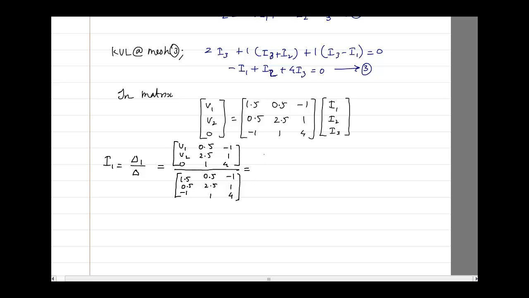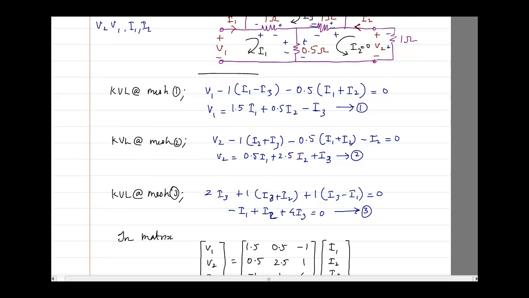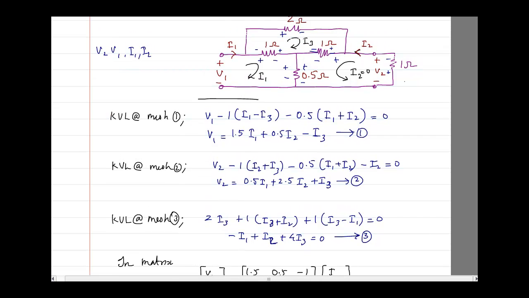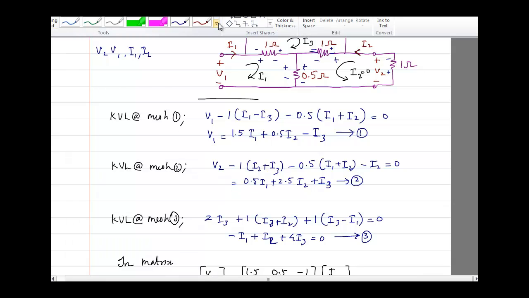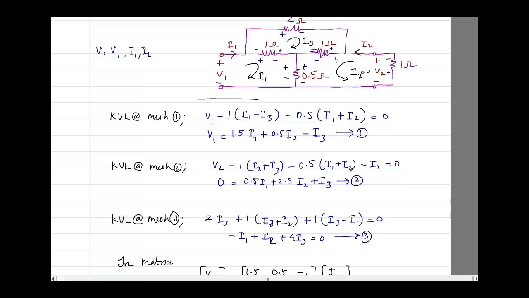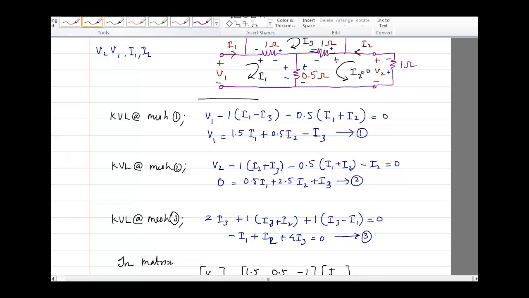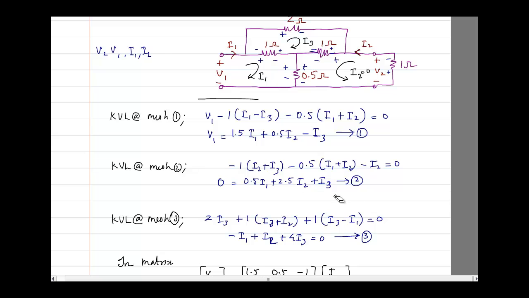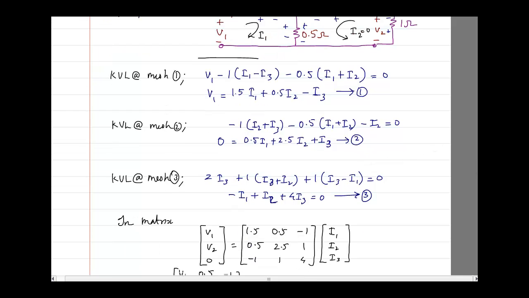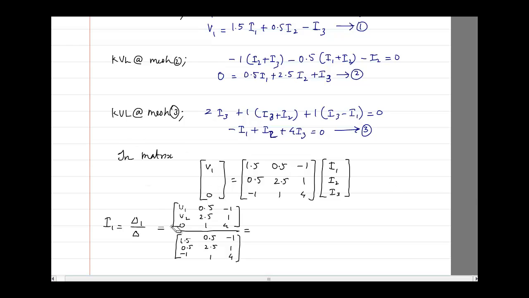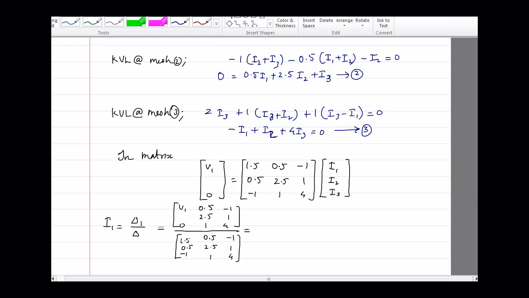If you would solve this matrix, there is one small mistake that I have made here. Since it is V2, V2 was not there, so this I will write as 0. Sorry, I forgot in that second mesh. So based on that, this one is also going to be equal to 0.